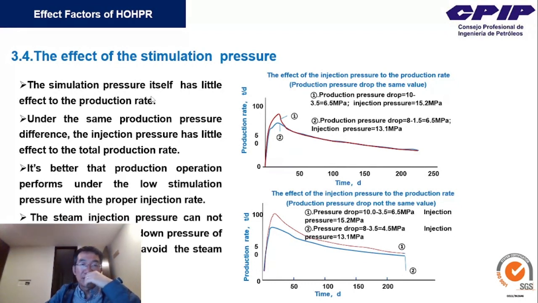So the stimulation pressure itself has little effect on the production rate, but under the same production pressure difference, the injection pressure has little effect on the total production rate. It's better that production operation performs under low stimulation pressure with the proper injection rate. The steam injection pressure cannot be higher than the breakdown pressure of the reservoir, in order to avoid steam channeling.